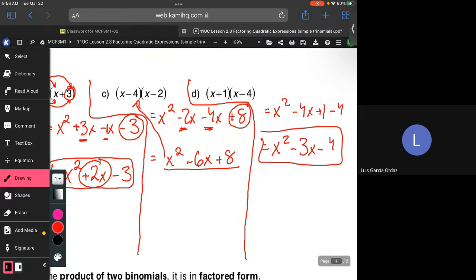Yep. So now that we figured out how to go from factor to expanded form, we're now going to figure out how in the world we're going to go from expanded form into factoring.